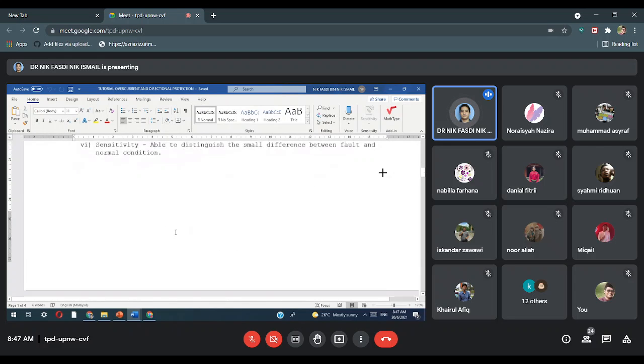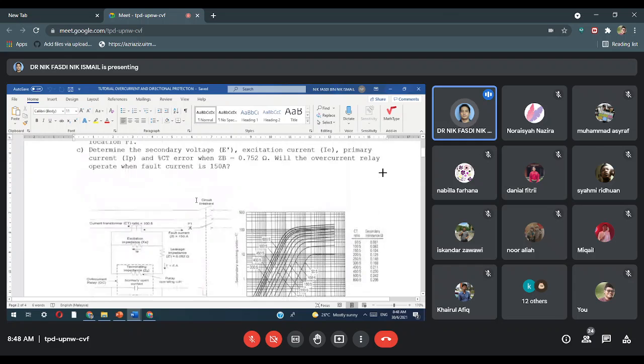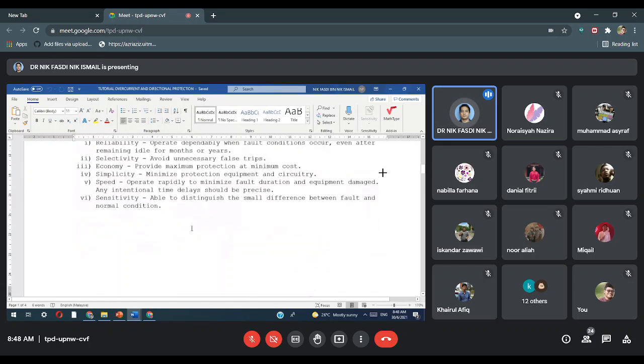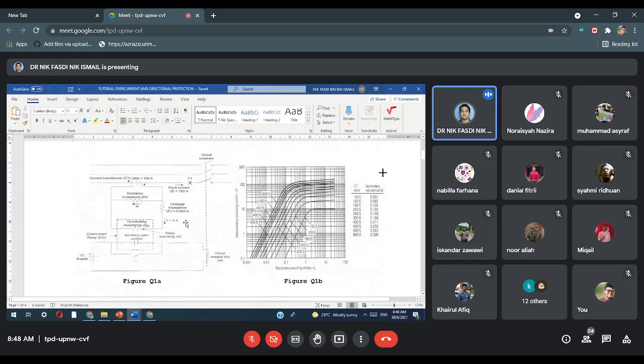Okay, question number 1. Question number 2, B: discuss in detail the operation of protection system when fault occurs at location P1. Okay, so what happens when fault occurs here? If you use the notes, open them, because I have to scroll up and down and cannot keep it in one position. You may get dizzy if you don't open your notes. Alright, P1. So what happens when fault at P1?